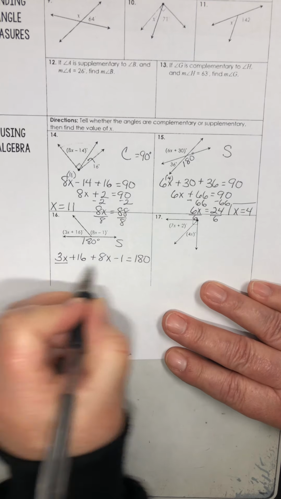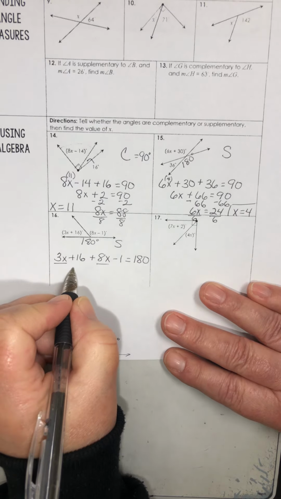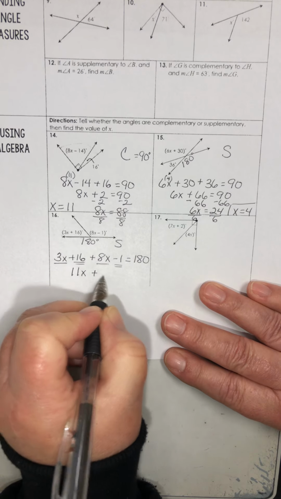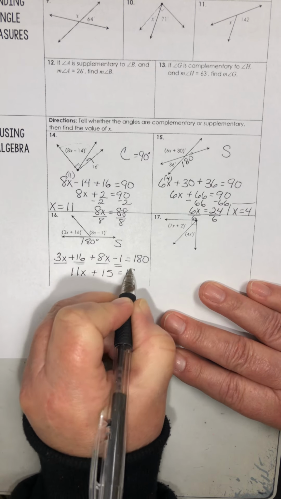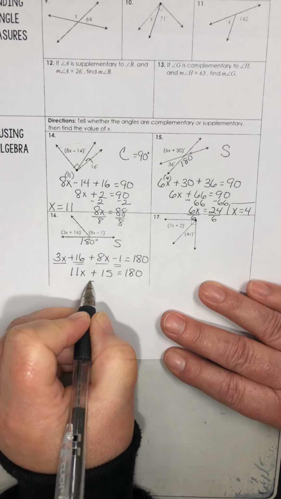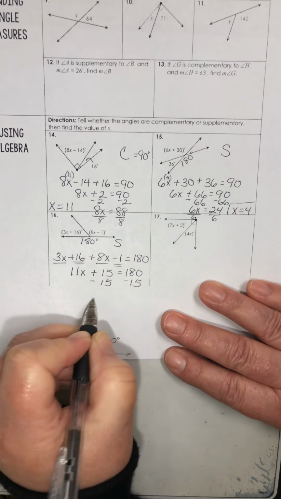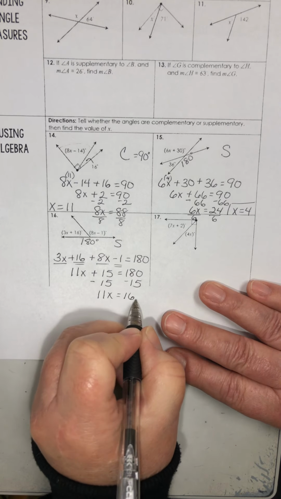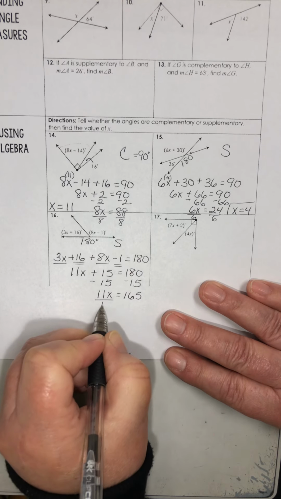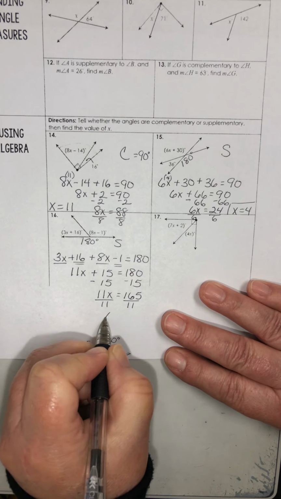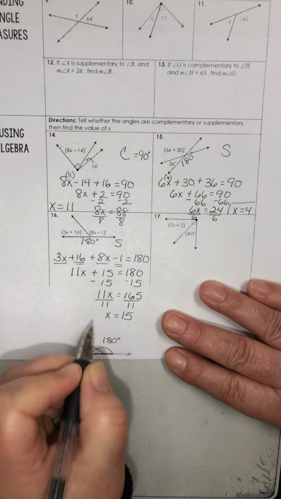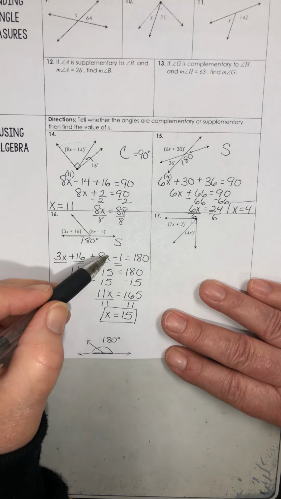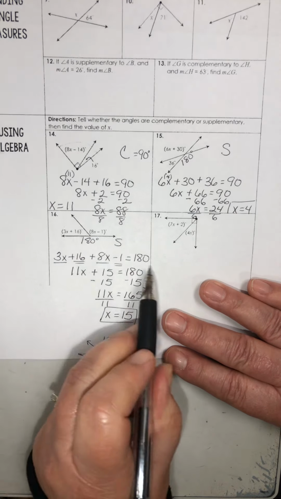Okay, so let's combine these two like terms. 3x and 8x makes 11x. And a 16 and a minus 1, that would be 15 equals 180. And we're going to solve a two-step equation. And we get 11x equals 165. Divide by 11, and x equals 15. And again, if I put the 15 back in here and put the 15 back in here, and I combined all those, I should get 180.